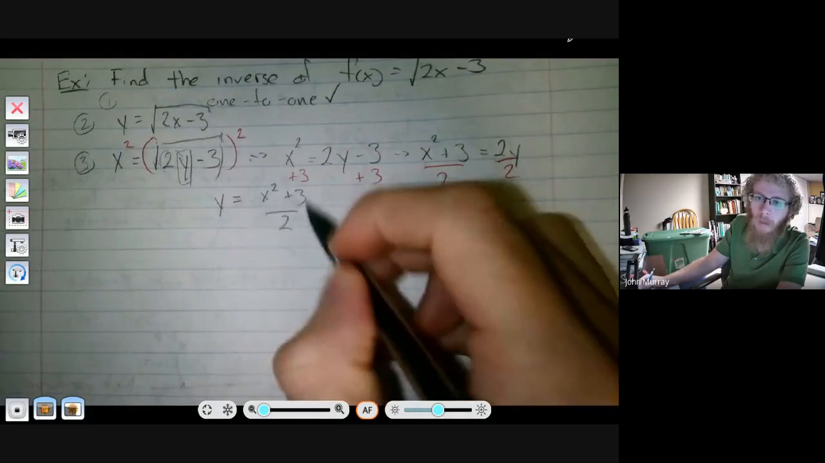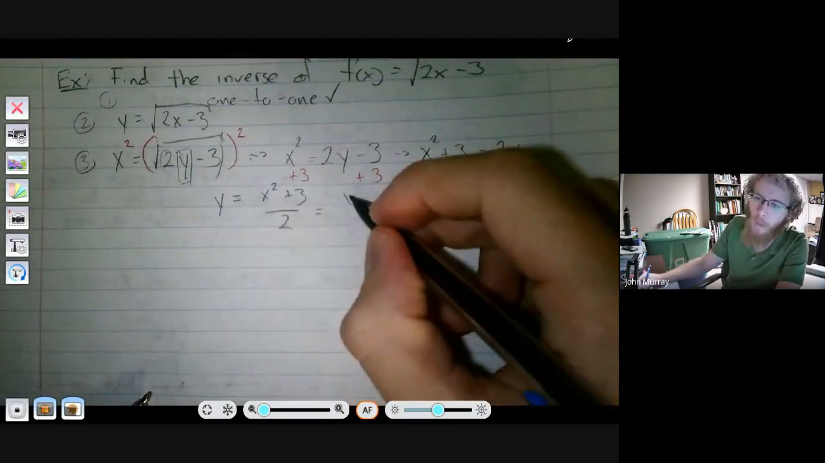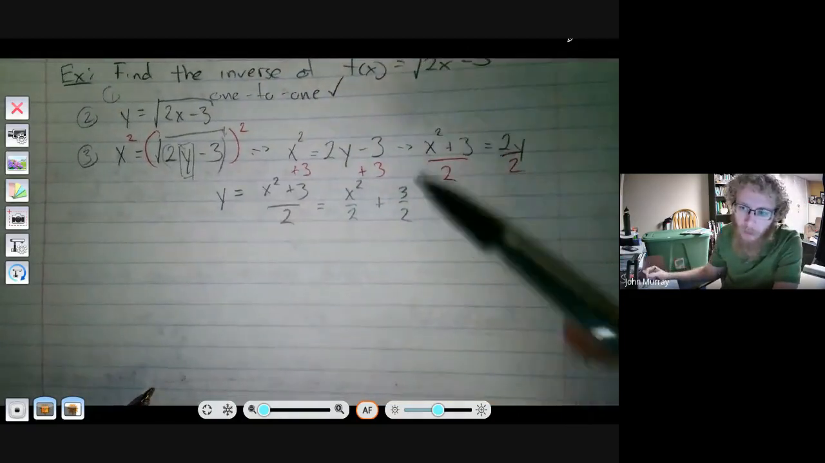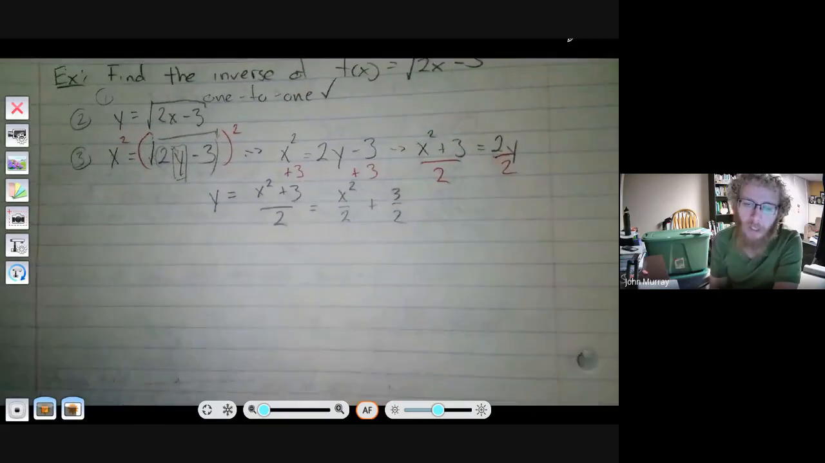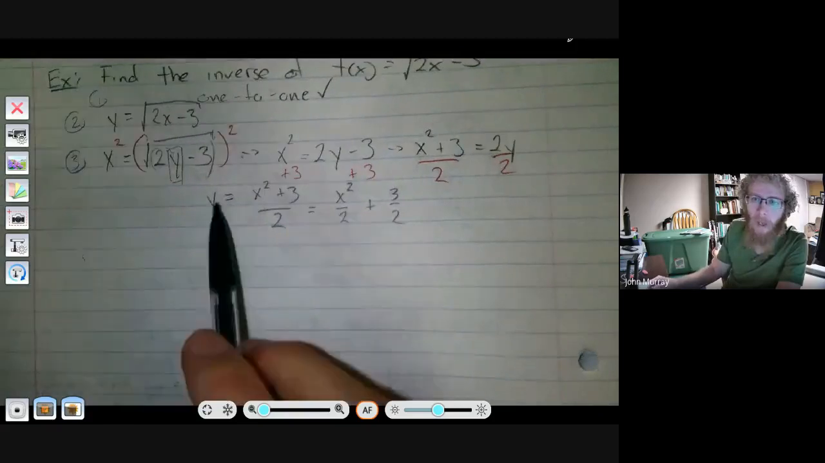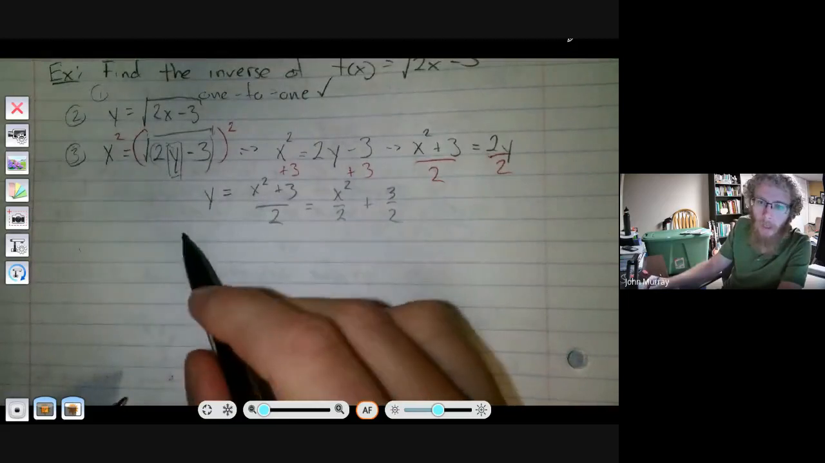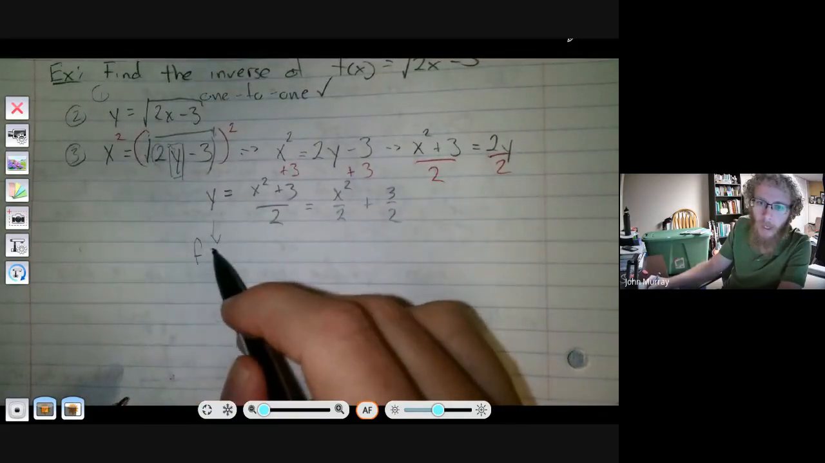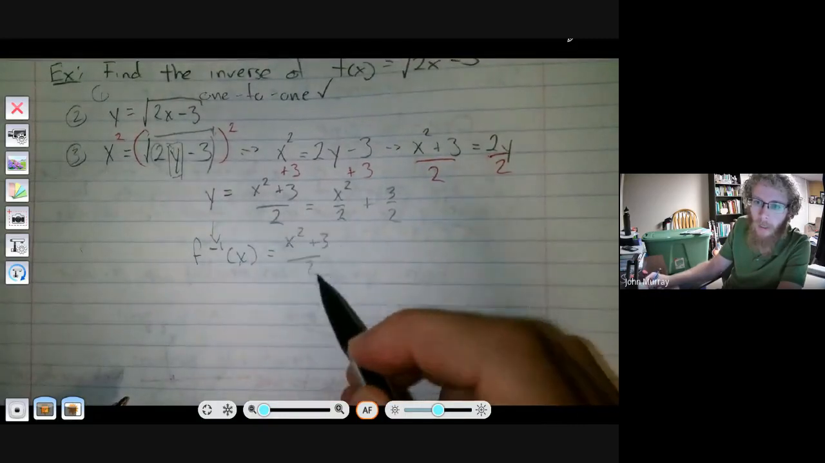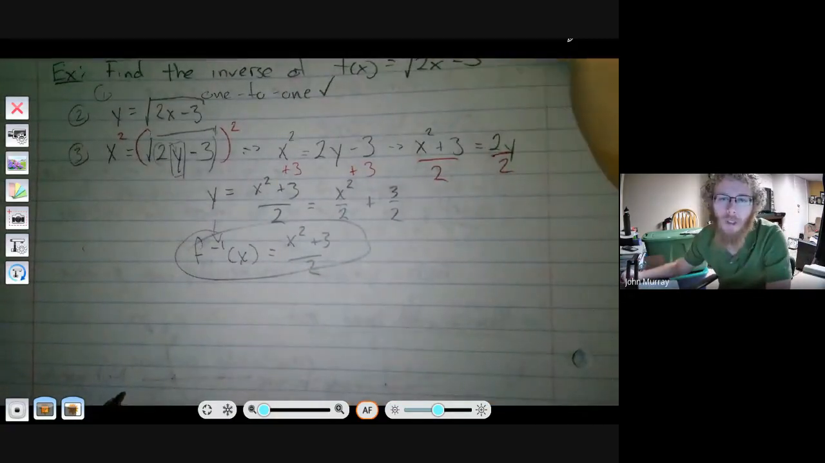Now, me personally, I would leave it as one large fraction like this. You could also split it up and write it x squared over 2 plus 3/2. But here you're dealing with some fractions, and I think that looks a little neater. It's up to you. I would accept both answers as correct. All right, we have the y isolated now, so I'm going to replace the y with f negative 1. And we have our final inverse function.